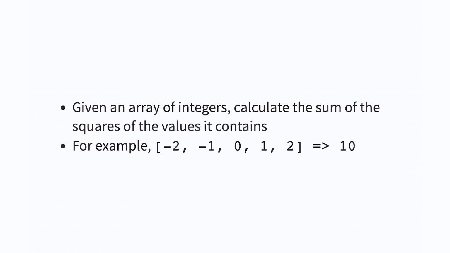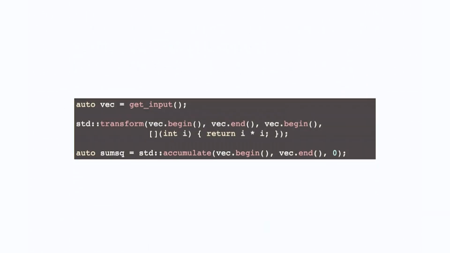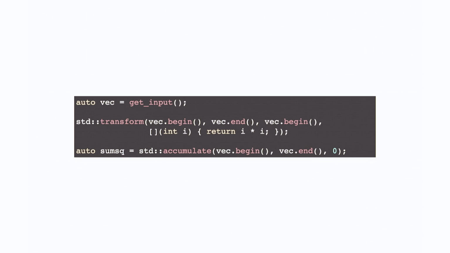So there are many, many ways that you could do this with the existing STL. One way that we could do it is to use standard transform to transform each element in place, to replace each element with its square, and then call standard accumulate to sum the elements of this vector. Okay, so first of all, we transform the elements in place, then we sum the vector.